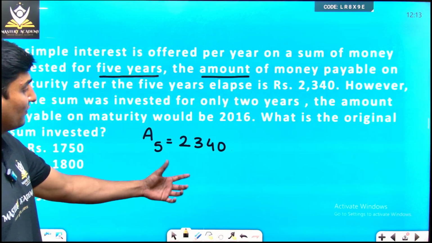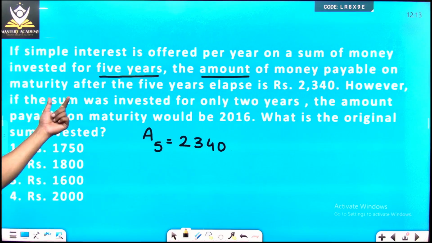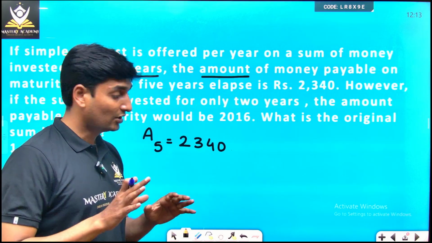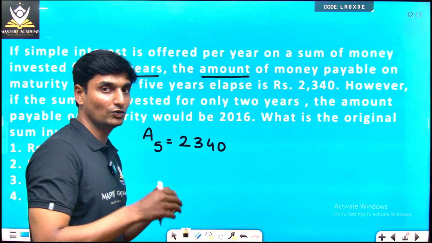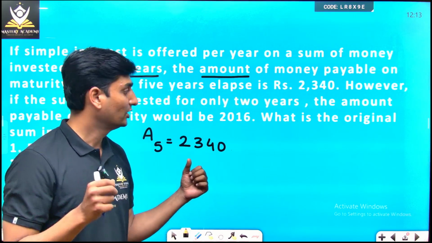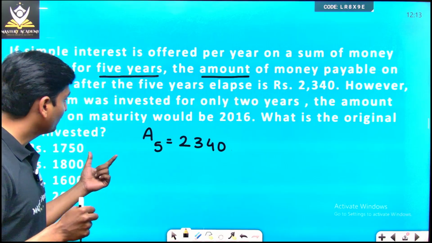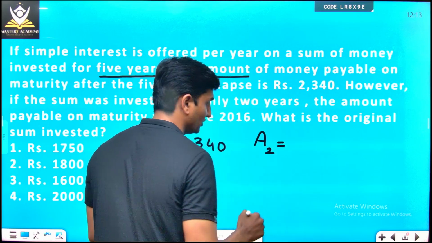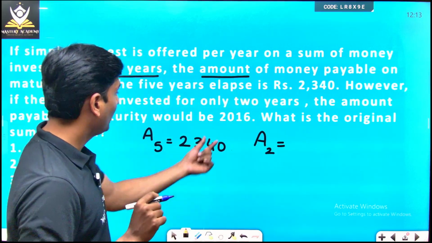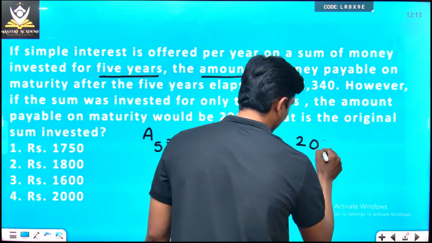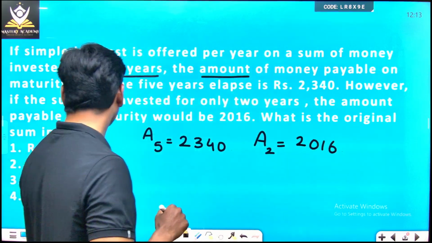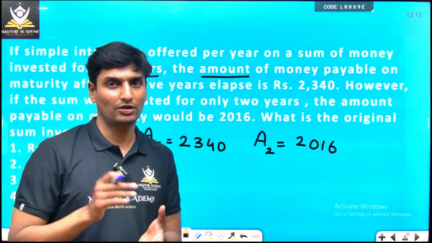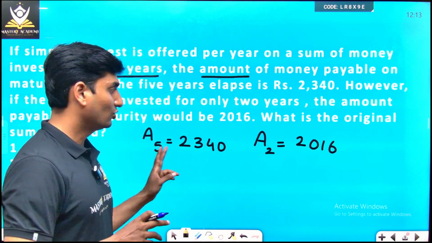So 2340 after completion of 5 years. The intention was to invest the sum for 5 years, and they would have gotten this amount. But practically, they were able to invest it only for a period of 2 years. After the completion of 2 years at simple interest, they got the amount to be 2016. So what was the original sum invested? What is the principal amount? That is the question. Here there are two ways you can solve.